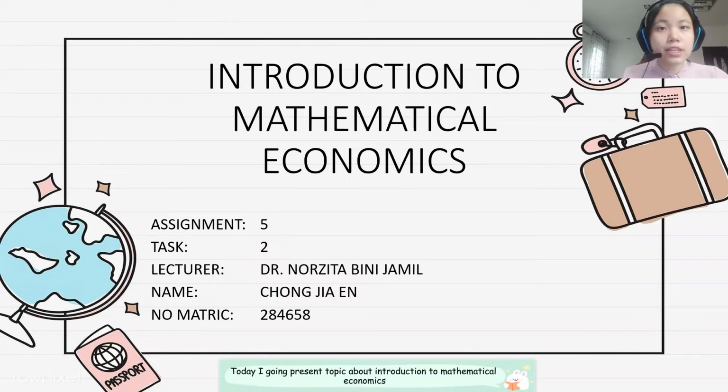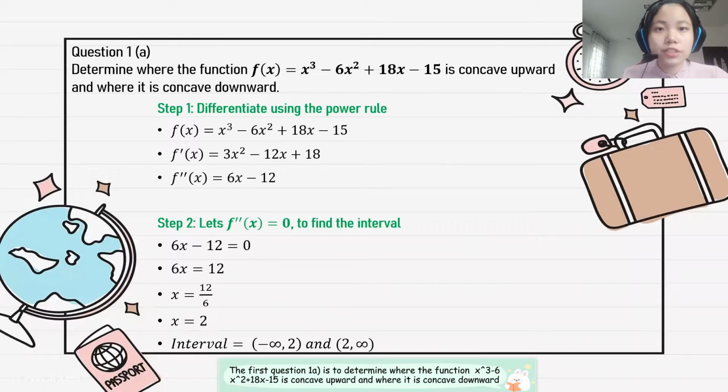Today, I'm going to present a topic about Introduction to Mathematical Economics. The first question, 1a, is to determine where the function x cubed minus 6x squared plus 18x minus 15 is concave upward and where it is concave downward.